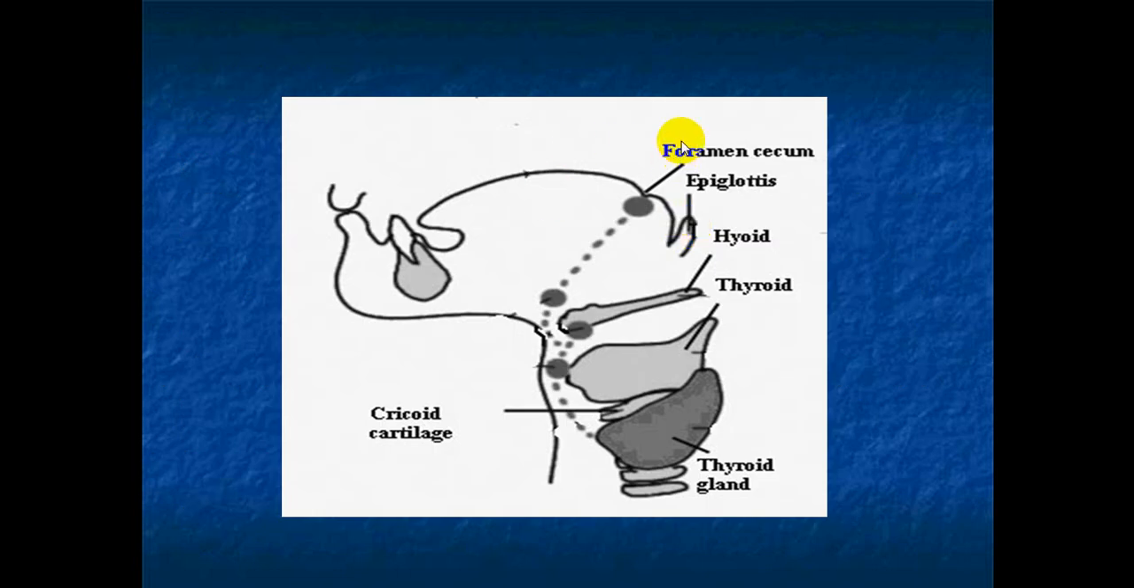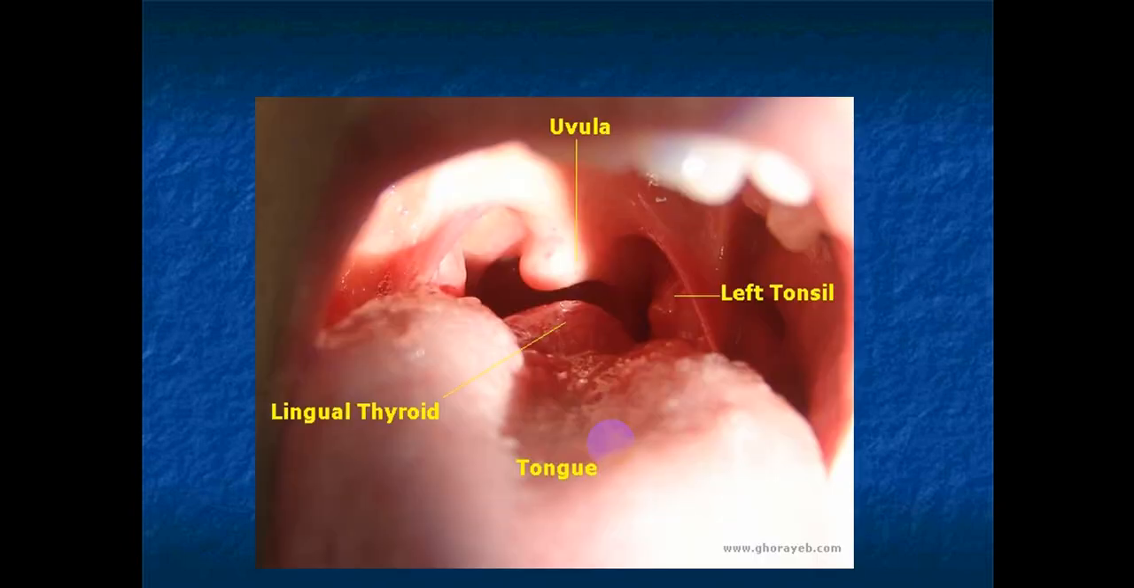This picture shows the mechanism of descent of the thyroid gland from the base of the tongue to its final position in front of the second and third tracheal rings. Failure of this mechanism of descent of the thyroid gland at the base of the tongue is the cause of lingual thyroid. So this is a lingual thyroid.